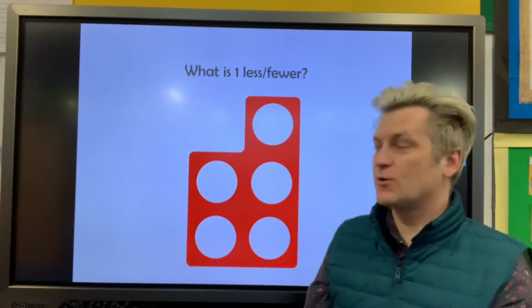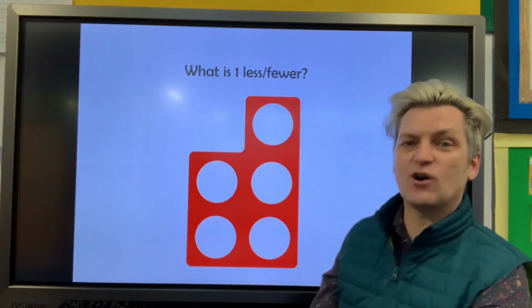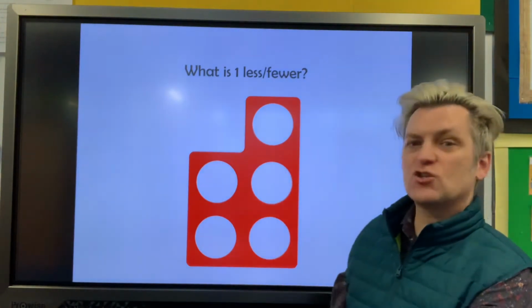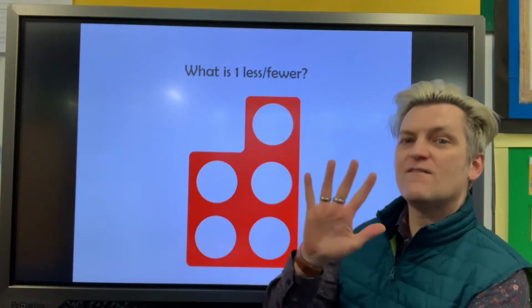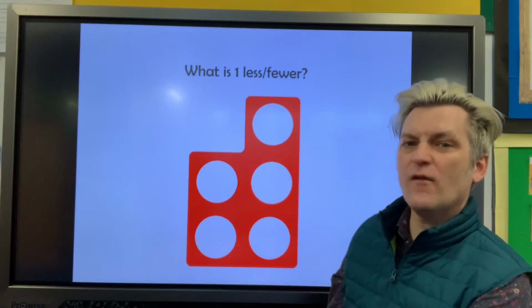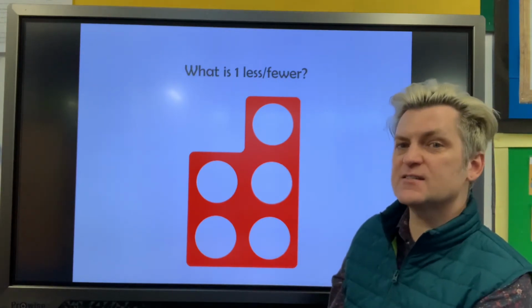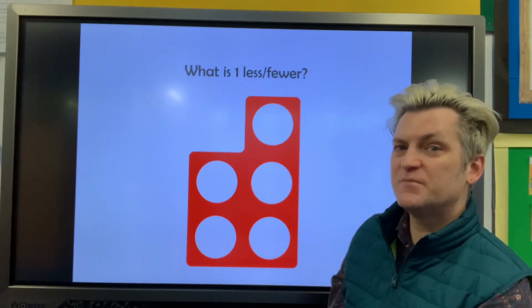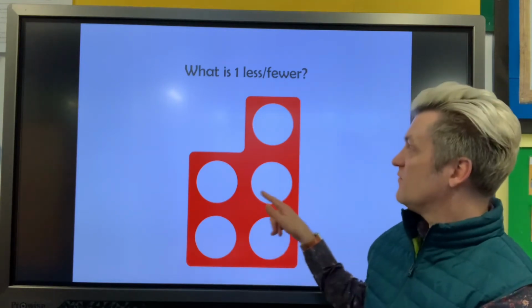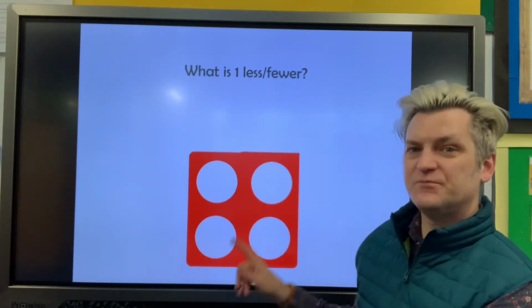Right, let's move on, shall we? Let's have a go at doing this. It says, what is 1 less or 1 fewer? So this is the numicon for the number 5. And 1 less than 5 is, shout it out. If you said 4, well done.